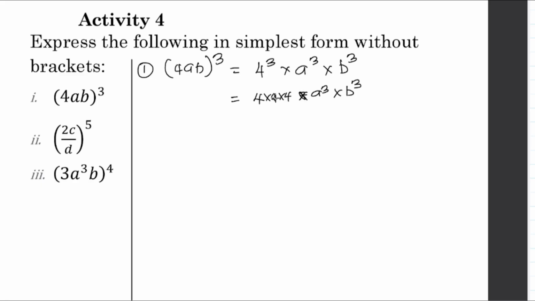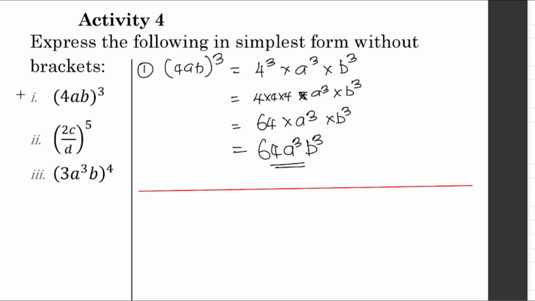So 4 times 4 is 16. 16 times 4 will be what? Good, 64. So this is 64 multiplied by a raised to power 3 times b raised to power 3. And if we multiply all of them together, we have 64a^3b^3. This is how you multiply. a and b are unlike terms with 64, so you just combine them and leave the answer like that. Do you understand? Good one.